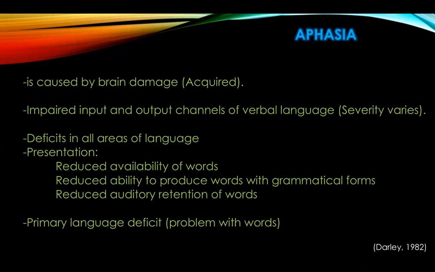Although language is not completely lost, it shows up in a reduced availability of words, reduced efficiency of words, where grammatical features are lost or overused, and reduced auditory retention span, meaning recall and repetition of words is reduced. It is also a primary language deficit, which means the primary problem is with words, and not secondary to anything else that the aphasic is displaying, such as hearing loss or dementia.